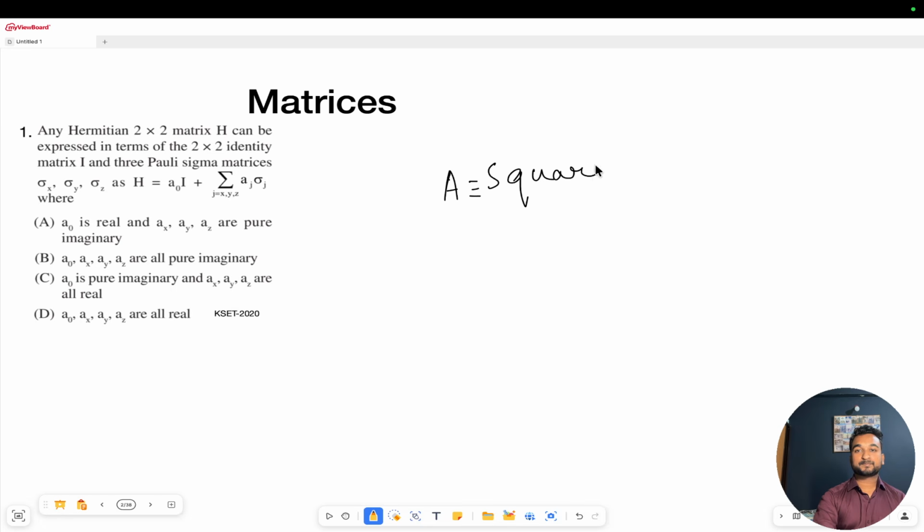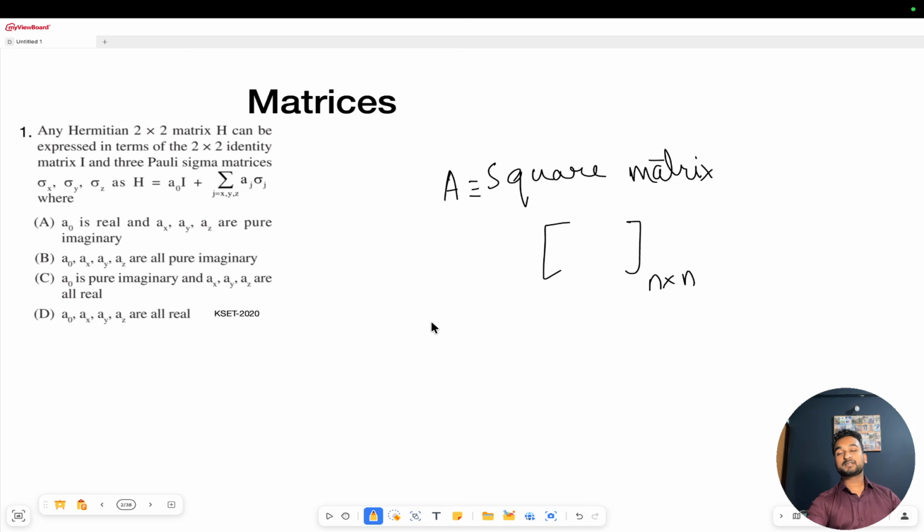In quantum mechanics, operators are represented by a square matrix. What is a square matrix? It is any matrix in which its rows equal its columns. Okay, n cross n matrix. The order in which n is equal to m is known as a square matrix. So all the operators in quantum mechanics are represented by a square matrix.